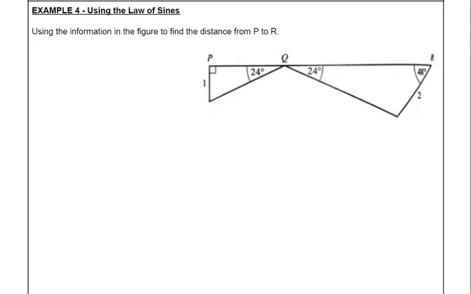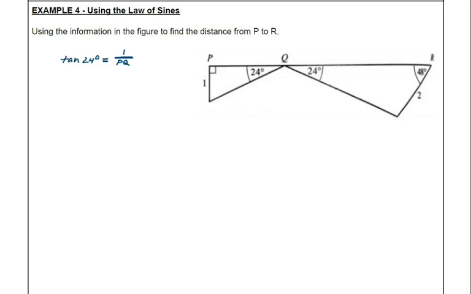And the last example we're going to take a look at here, we are going to use this figure that's given, the information in it, to find the distance from P to R. So if I take a look at the information that's given, I'm going to start here in my little triangle, because in order for me to find the distance from P to R, I would need to find the length of PQ and the length of QR and add them together.